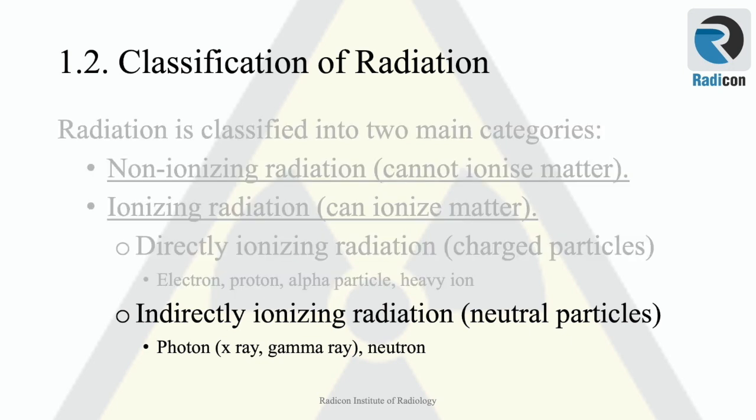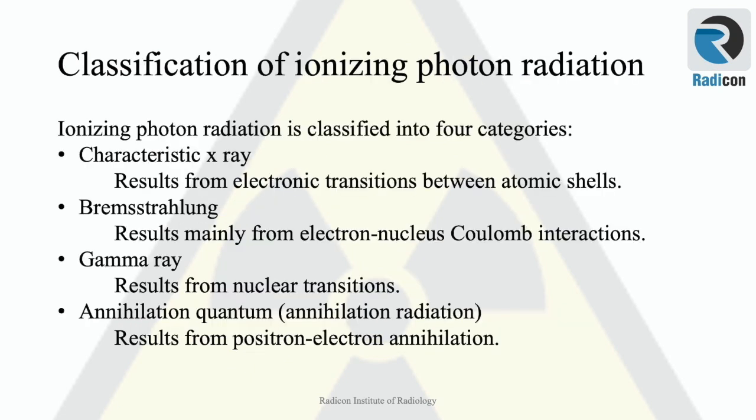For the sake of radiation protection, we will discuss only indirectly ionizing radiation comprising neutral particles such as photons and neutrons. It helps to narrow down our discussion to the most relevant part. In the discussion of ionizing neutral particle radiation, we have four subtypes: characteristic X-rays, Bremsstrahlung, gamma rays, and ionization quantum.